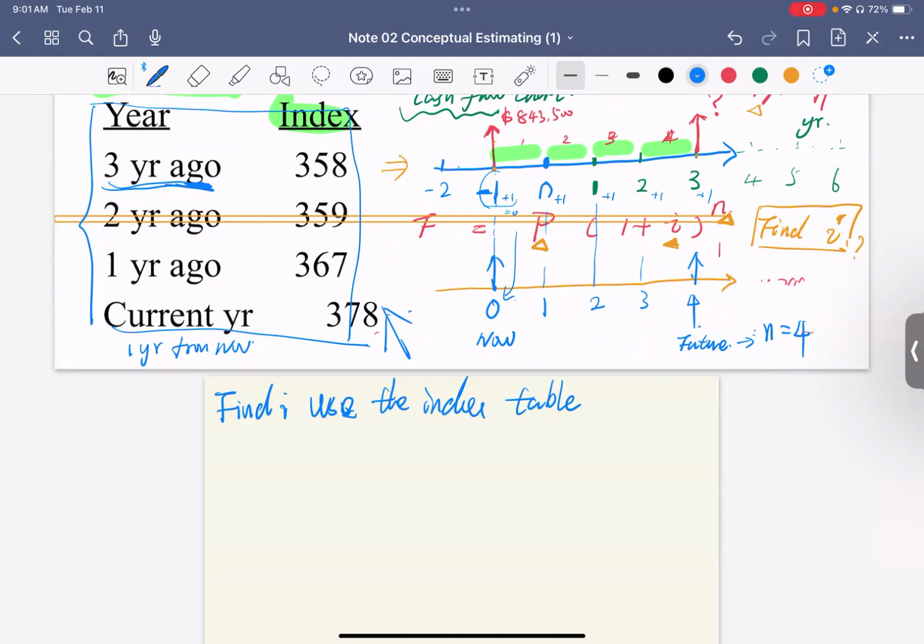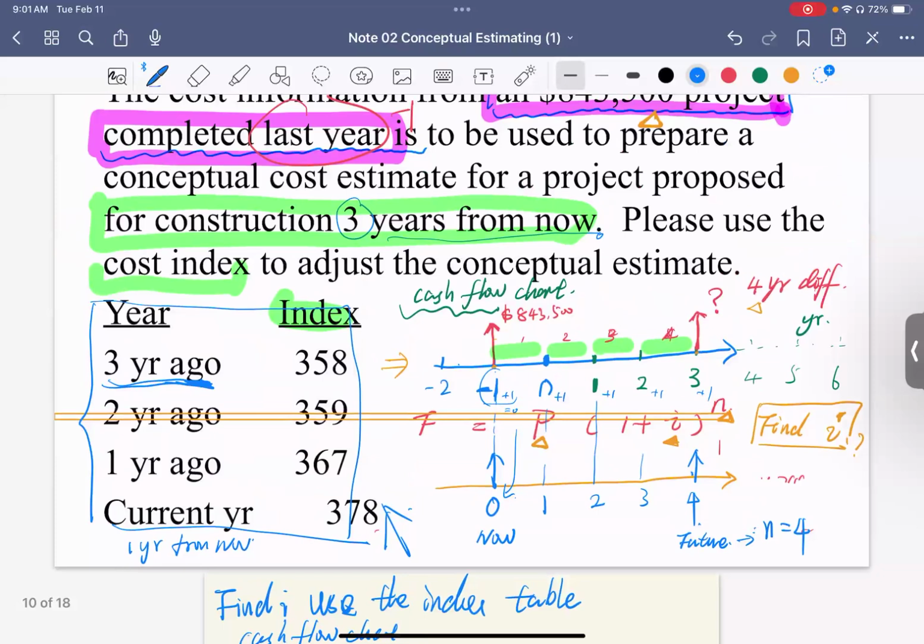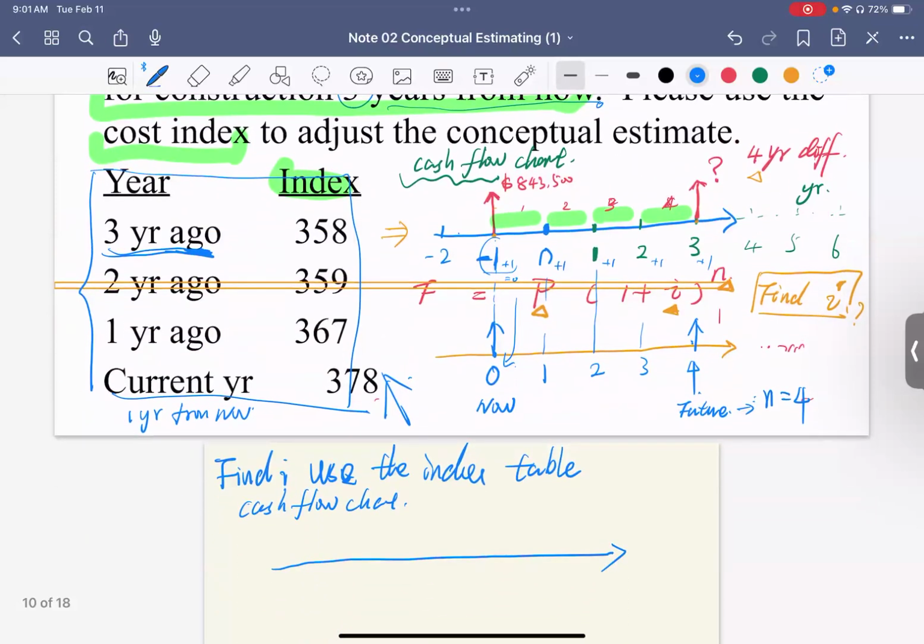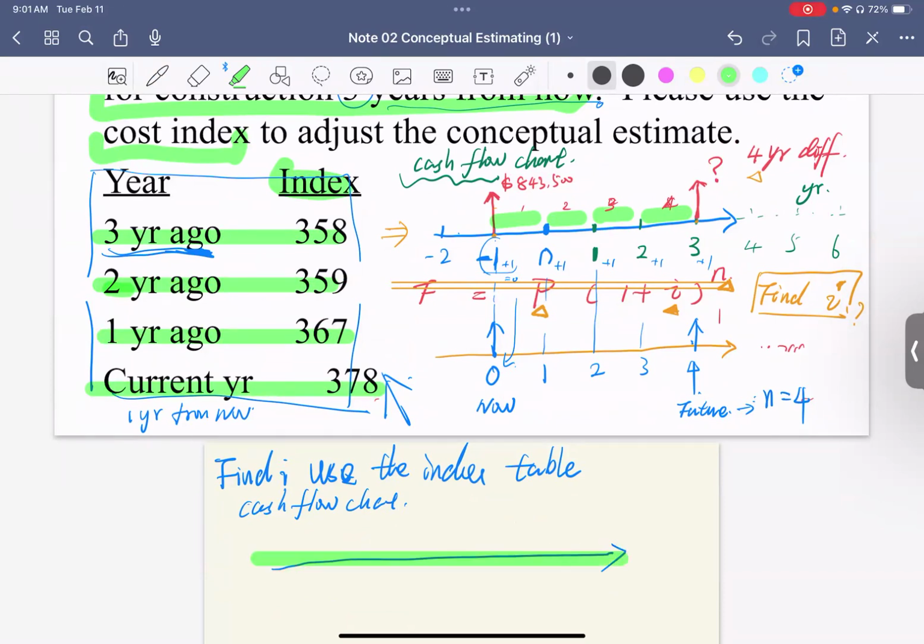So now I give you a minute, try to draw a cash flow chart. And this cash flow chart is asking you to put in those information here, 3 years ago, 2 years ago, and 1 year ago, and the current year into here. So I give you 5 minutes to try.